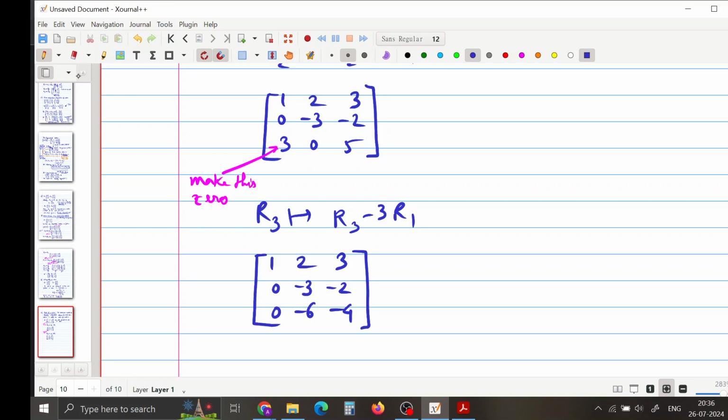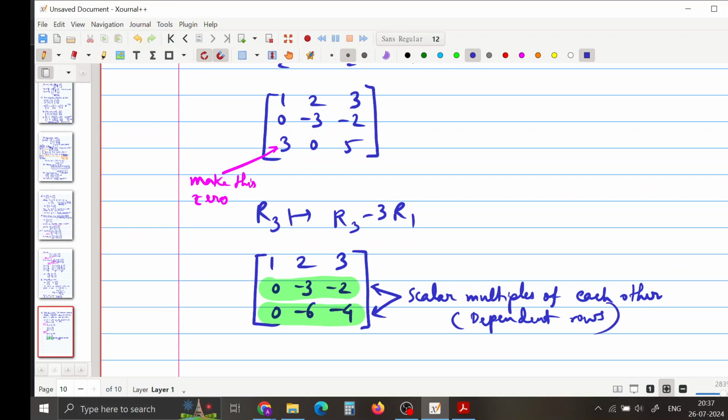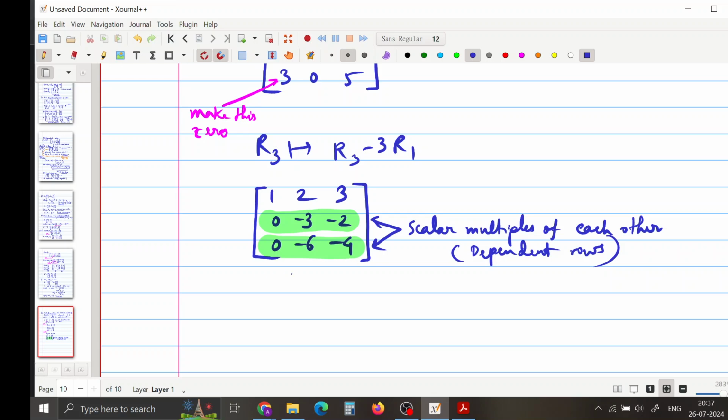Now what is the observation again? Observe these two rows, the second and the third row. These two rows are scalar multiples of each other. Or in other words, they are dependent. So we can eliminate this dependency by eliminating one of them, because from the definition of rank we need to find the maximum number of linearly independent rows. So we have to eliminate the dependent rows, if any.